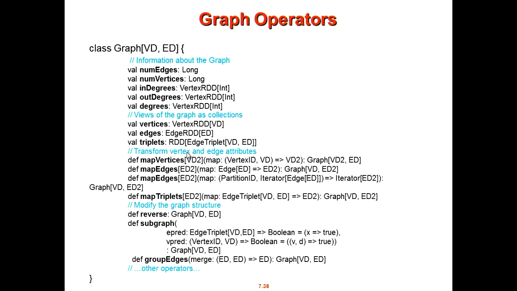Next is how to transform the vertex and edge attributes, because sometimes you need to do computations based on the attributes in the graph, the attributes on both the vertices and the edges. So you can use mapVertices and mapEdges. mapVertices takes the existing vertex attributes as input, and based on the function you give to this map function, it does some transformation of the attributes. These functions will not affect the graph structure. They only change the attributes of the graph.